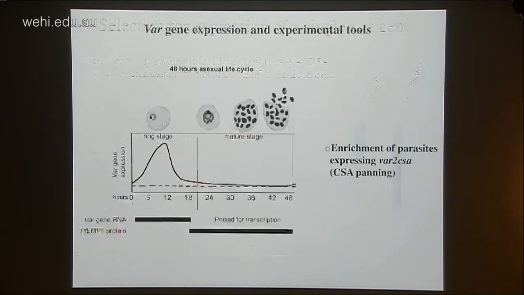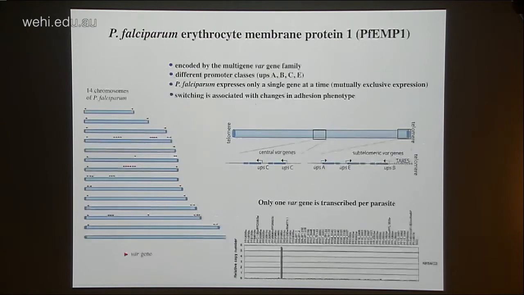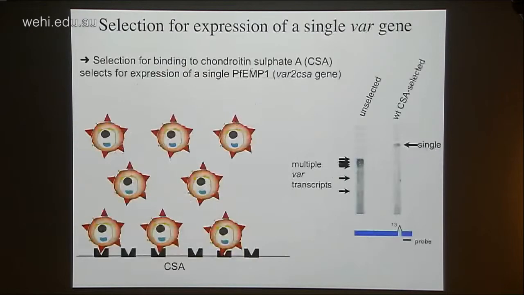So in terms of being able to analyze the mechanism of VAR gene regulation, we need a population that is expressing one single VAR gene type. And that's not easy when you have parasites growing in a culture dish. They're not under any selection. So it means that the VAR genes are being switched at 2% per generation. So if you start from a clone, you'll fairly rapidly get to a population that is expressing different VAR gene types.